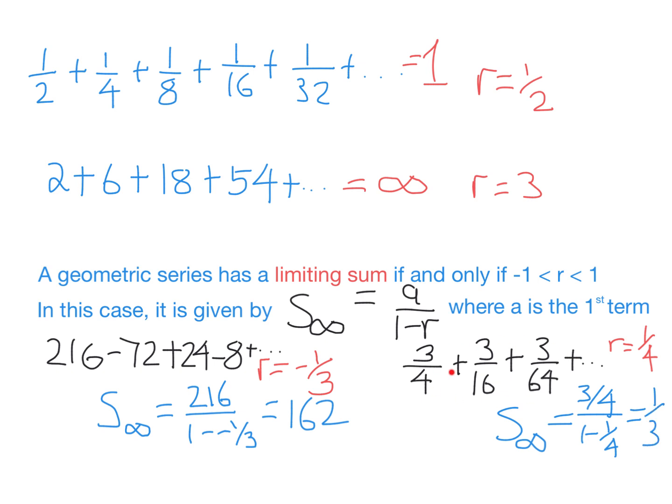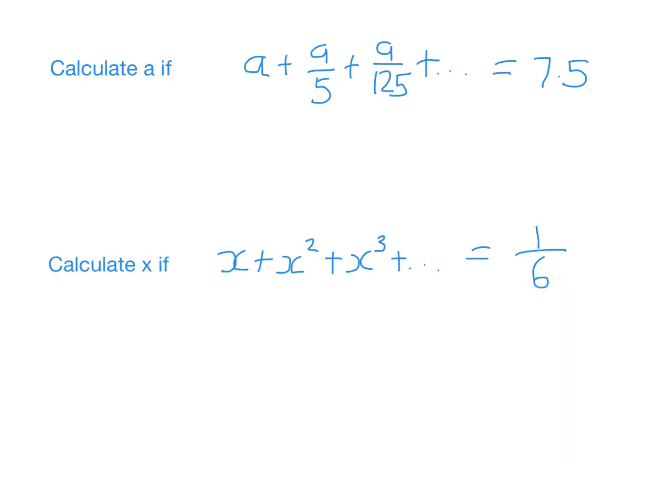So this is a very important example of a limiting sum, because we're going to use that when we look at recurring decimals in different bases. But for now, let's look at some harder questions involving limiting sums. So here we have the sum of an infinite geometric series that reaches a limit. So we're going to use the formula for limiting sum to find the value of A.